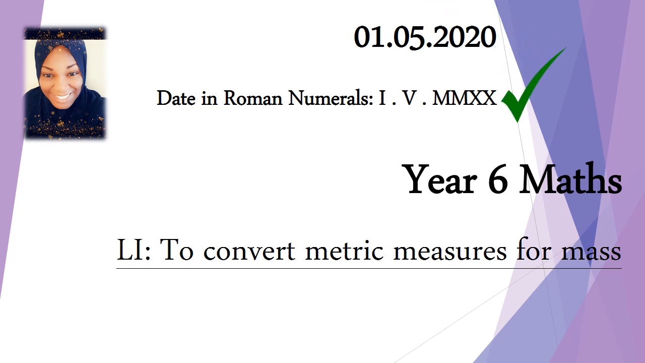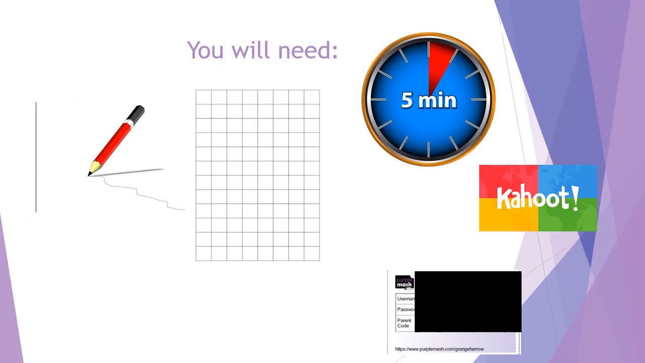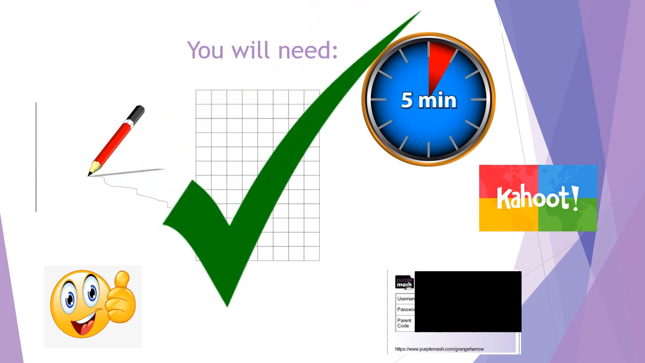You'll remember yesterday we looked at metric measures for length. So today we're focusing on mass. Today you need a pencil, paper, timer, and Kahoot. You're going to open a new tab and you're going to be logging into Kahoot shortly. And you'll also need your Purple Mash login details. And as usual, you'll need a positive attitude to learning. Let's get started.